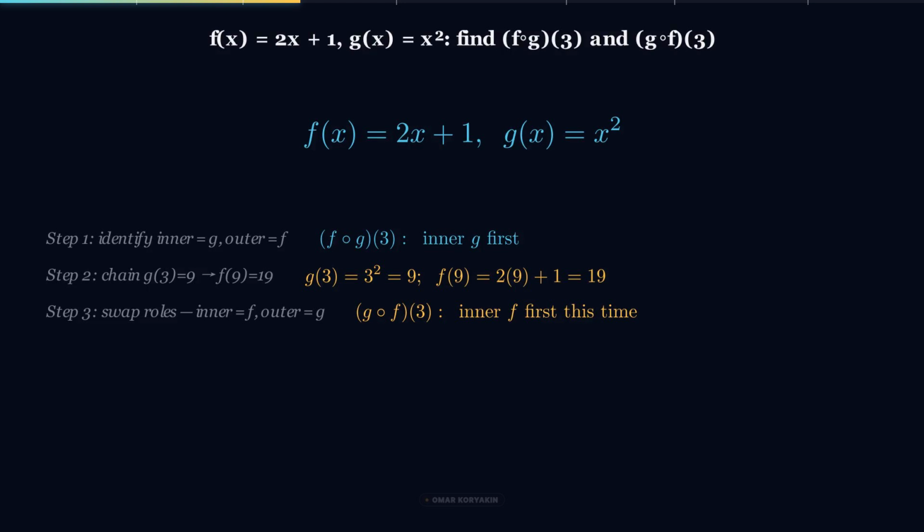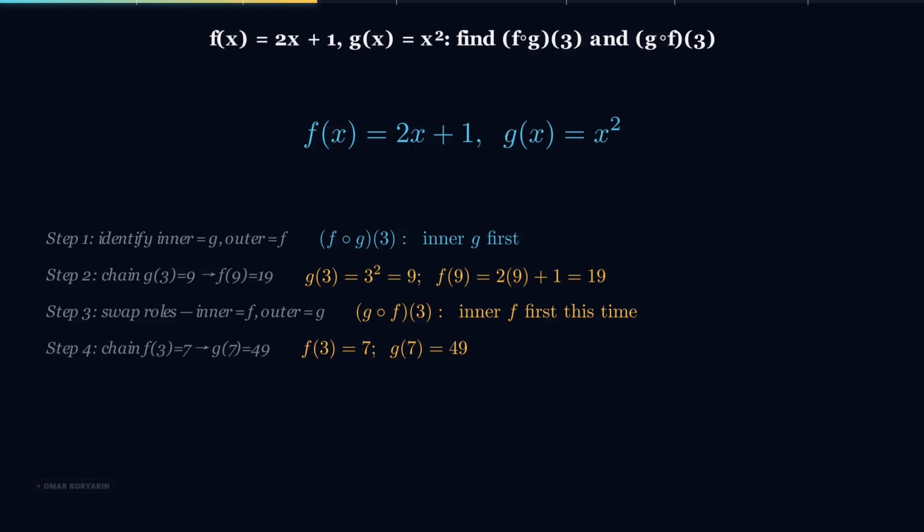The order of composition matters. F composed with g of 3 is not the same as g composed with f of 3. This non-commutativity is a feature of function composition in general, distinguishing it from operations like multiplication and addition, where the order does not matter.